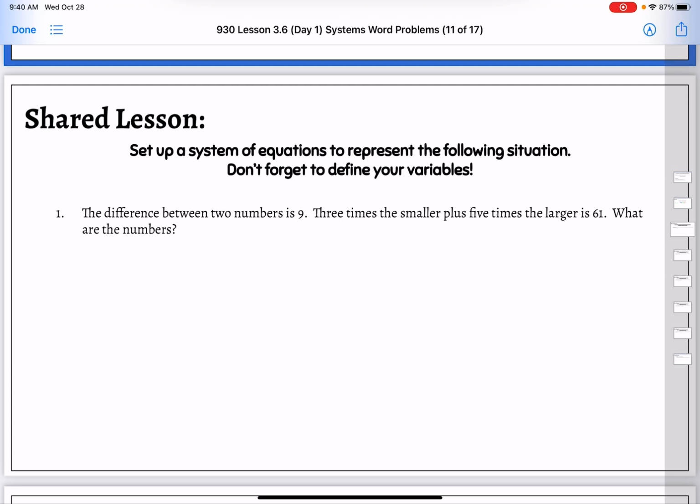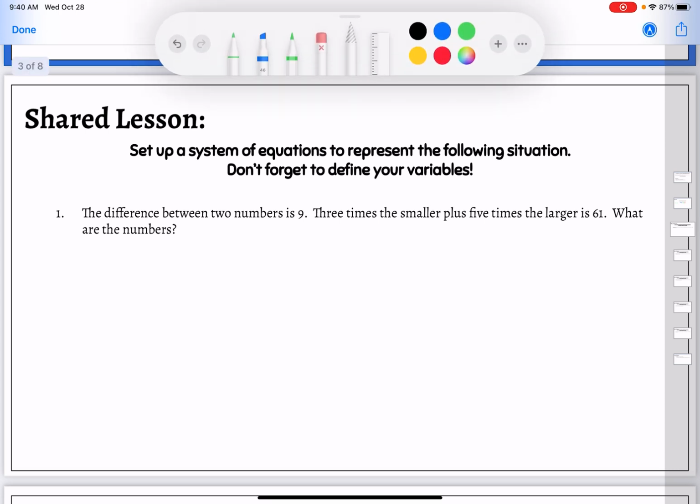The difference between 2 numbers is 9. 3 times the smaller plus 5 times the larger is 61. What are the numbers? All right, so I start out by defining my variables, and I think, what are the things that I don't know? What are the things that I'm trying to find? Here we're talking about 2 numbers. It says, what are the numbers? And we talked about the difference between 2 numbers. In the second sentence, it talks about a smaller and a larger. So that's how I'm going to define my 2 variables.